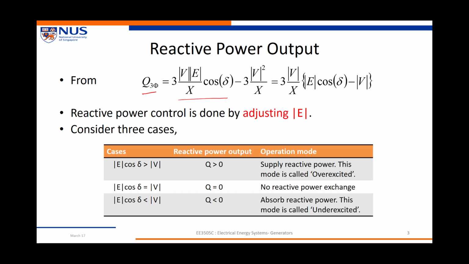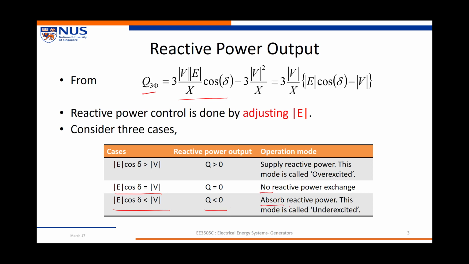And let us consider the following three cases for reactive power output. Firstly, if E cos delta is equal to the terminal voltage, then this term becomes 0 and there is no reactive power exchange between the generator and the grid. The next case is if E cos delta is less than the terminal voltage, then the reactive power output is negative or the generator is absorbing reactive power.